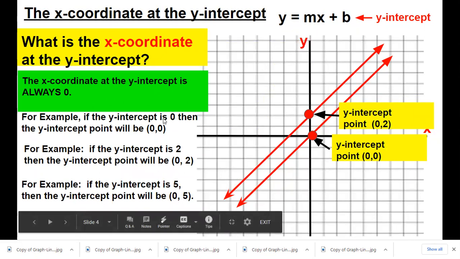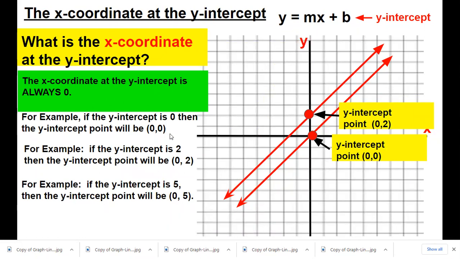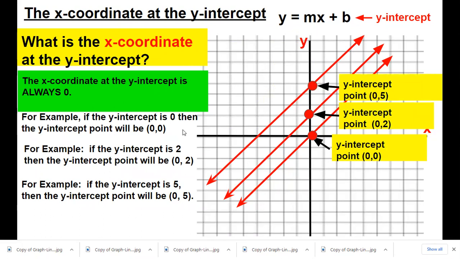If the y-intercept is 5, then the y-intercept point will be (0, 5). Let's look at that one. Here it's crossing at (0, 5). So it's still 0 on the x-axis, but it's 5 on the y-axis. So that's (0, 5). So at the y-intercept, the x-coordinate will always be 0.